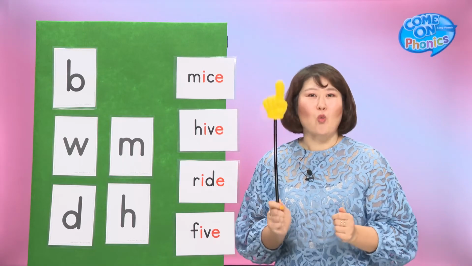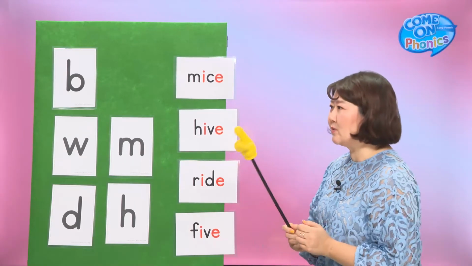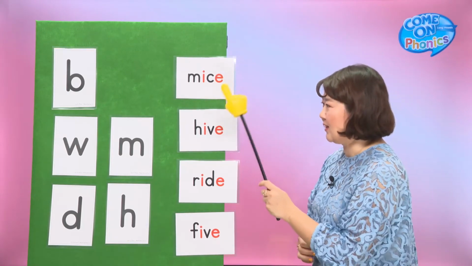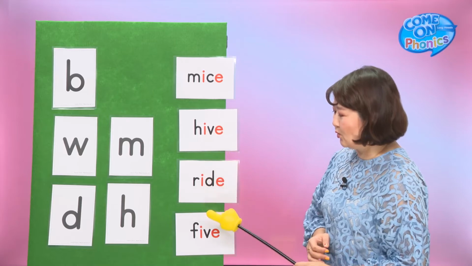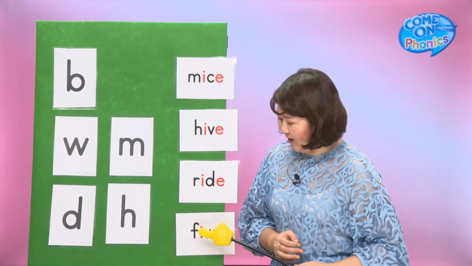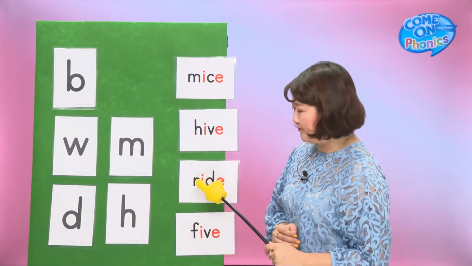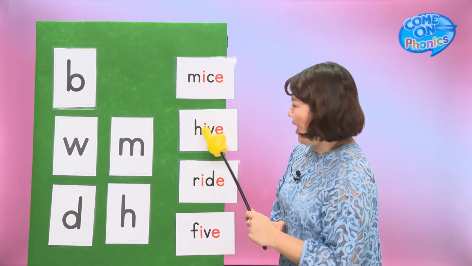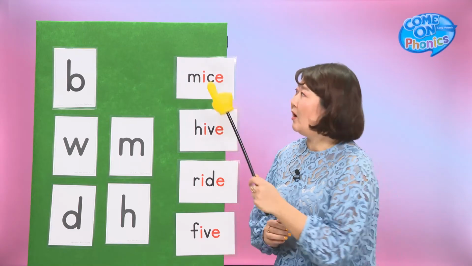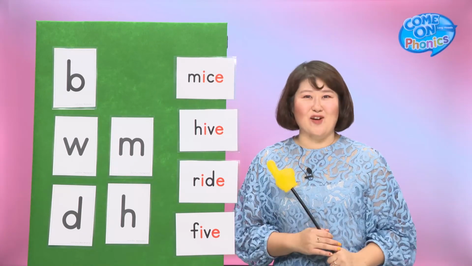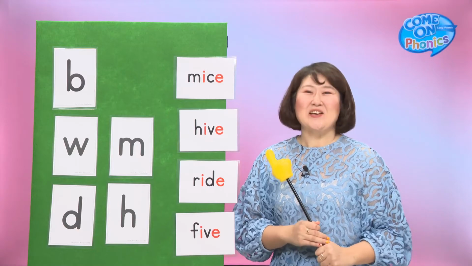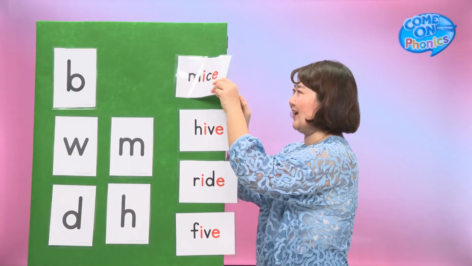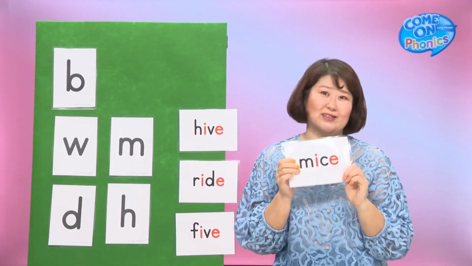They're going to walk around the classroom to find the word card, which is mice. Is that it? Five? Not really, right? Probably not. Hive? I think I can find the right one, right? Mice. So you invite the students who got it right. Give that student this card.